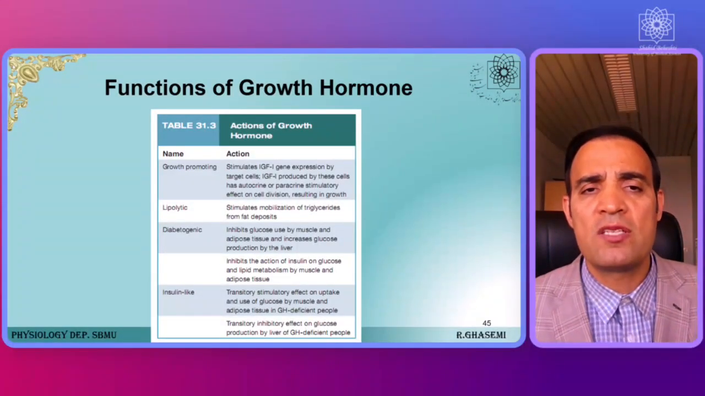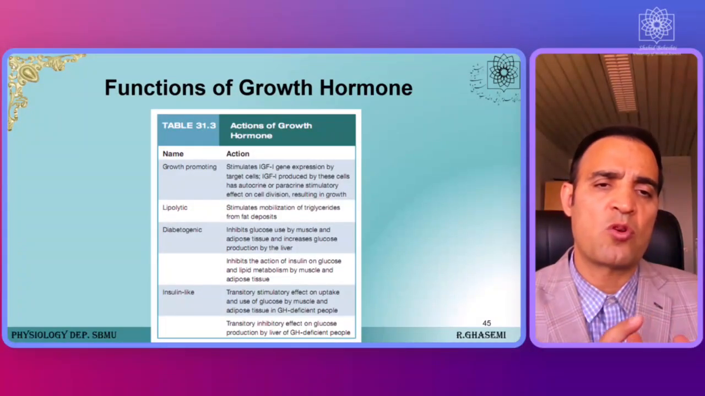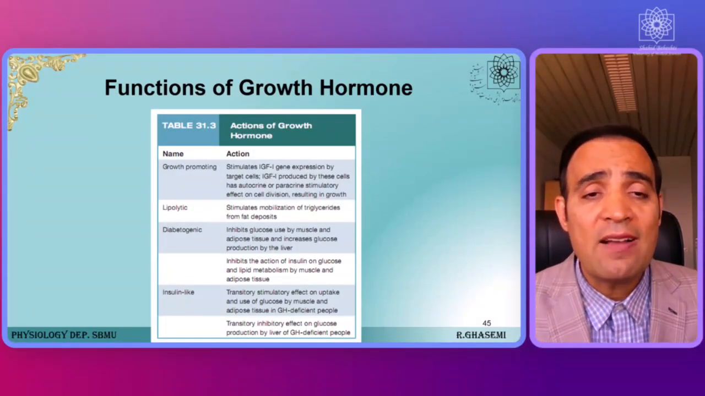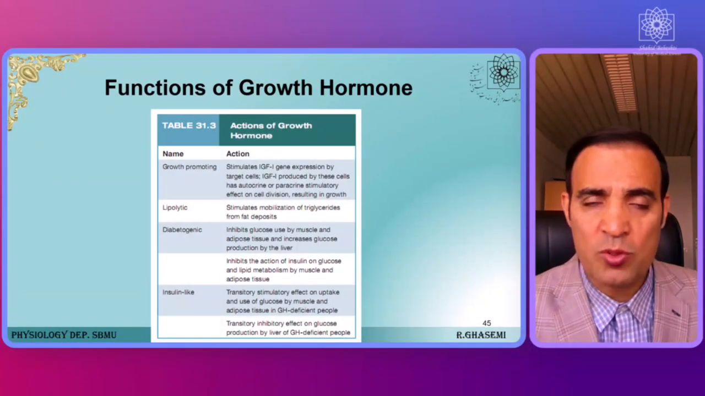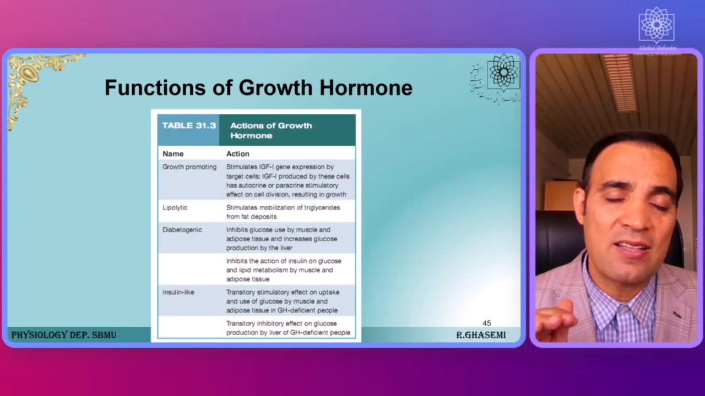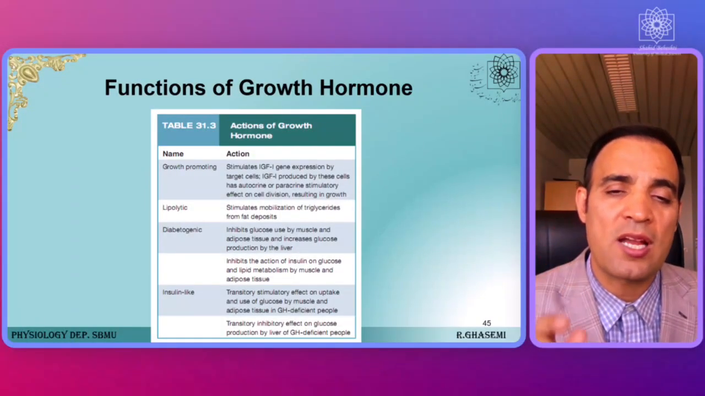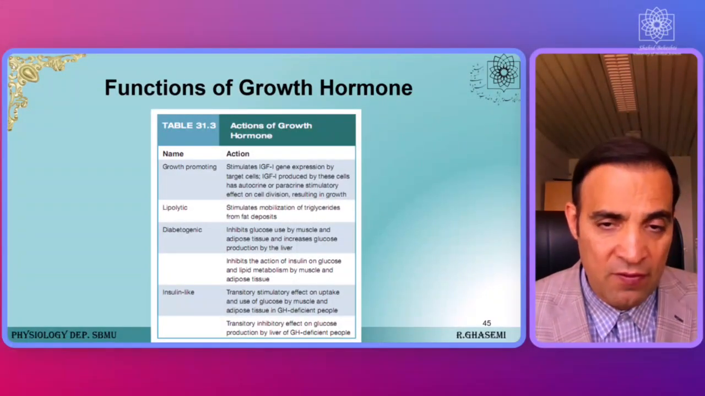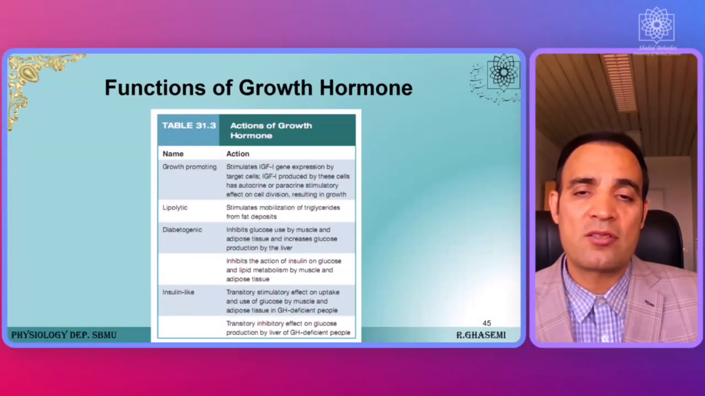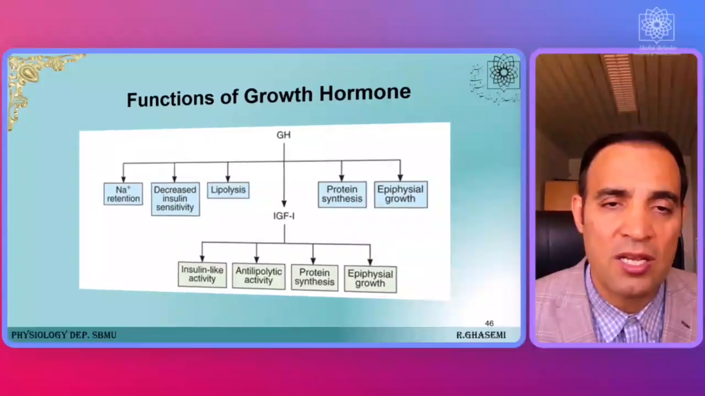This table shows the summary of growth hormone functions, such as growth promoting, lipolytic function. It has a diabetogenic function, as I told you, because it inhibits insulin function, but transiently at low level and in the short term, it may have some insulin-like function. You can see that they are sometimes paradoxical. In the longer term it is anti-insulin, but transiently it acts insulin-like.